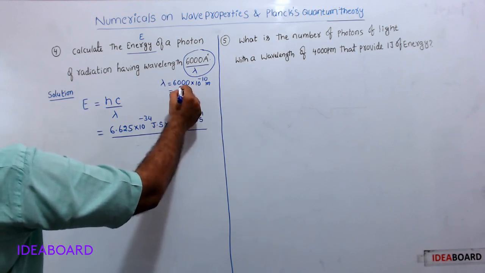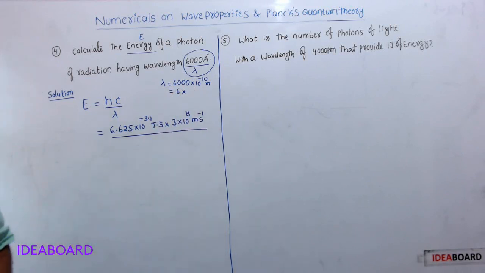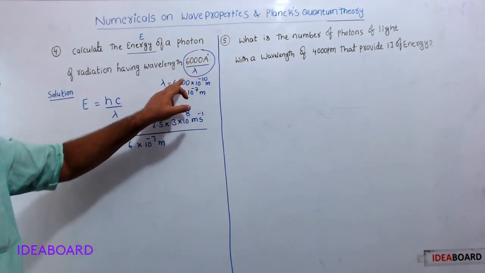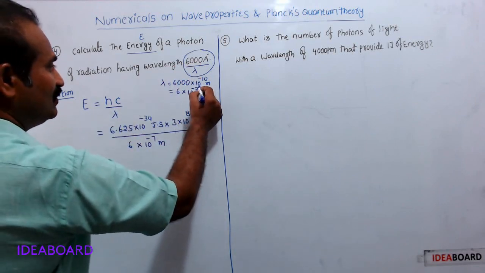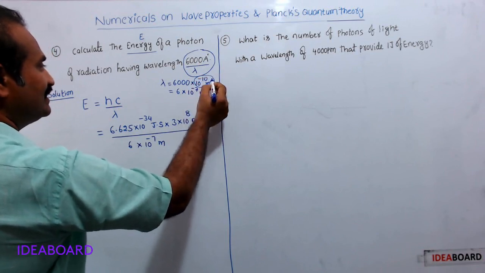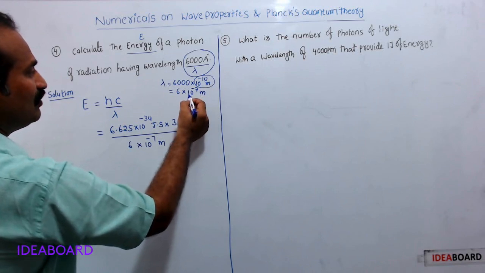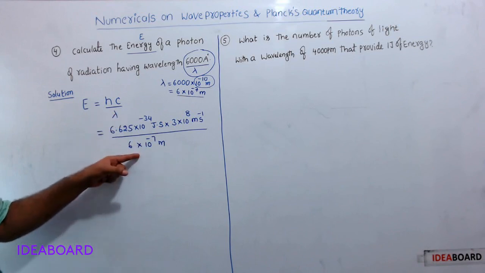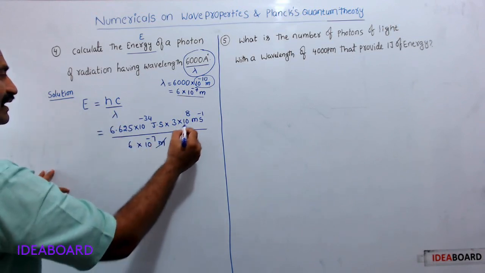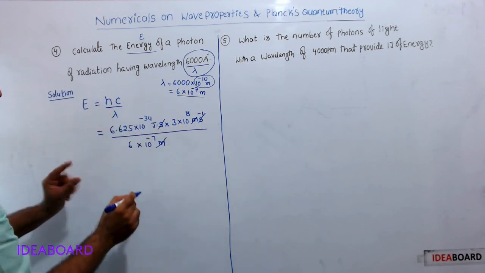After simplification, lambda is 6000 into 1 angstrom, and 1 angstrom is 10 power minus 10 meters. 1000 means 10 cube, and 10 cube into 10 power minus 10 is 10 power minus 7. So 6 into 10 power minus 7 meters. Now substitute the lambda value in meters. Meter cancels out, second inverse cancels out, only joules are left.